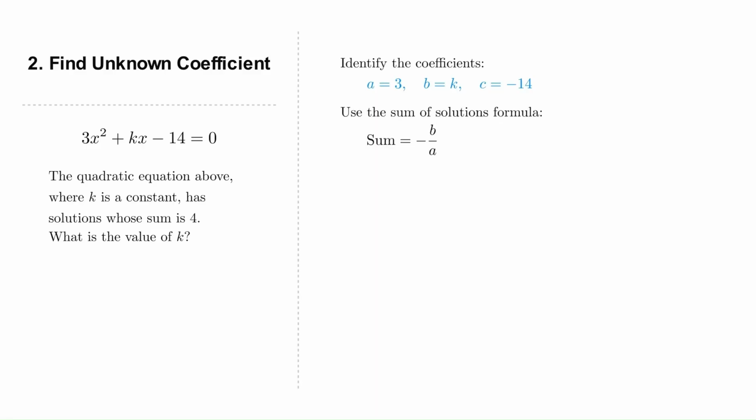Next, recall the formula for the sum of the roots, negative b over a. Since the problem tells us that the sum of the solutions is 4, we substitute that value into the formula above. Now solve for k by multiplying both sides of the equation by negative 3. Therefore the correct answer is negative 12.